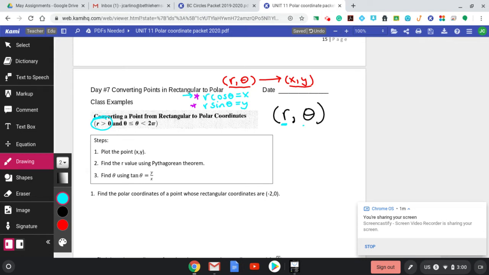And then theta, this is something to definitely be aware of today. Theta has to be in radians. No degrees allowed when you write a polar coordinate. It has to be in radians, which means if we're in degrees, we're going to have to convert it, which we did earlier in the unit, and I'll review as we go through today. So take an XY and give me r comma theta.